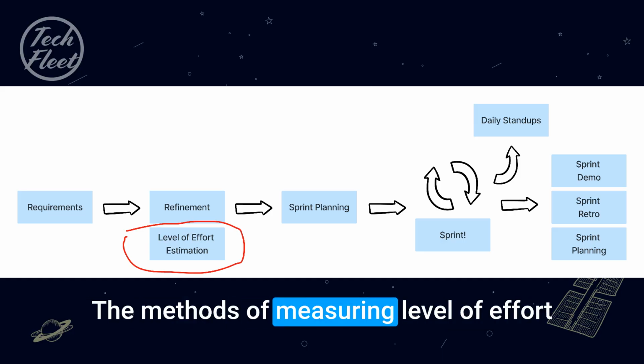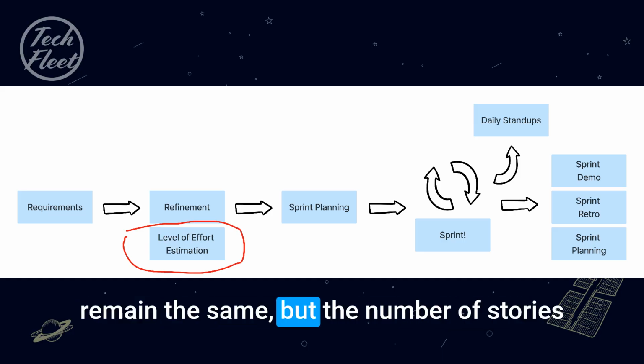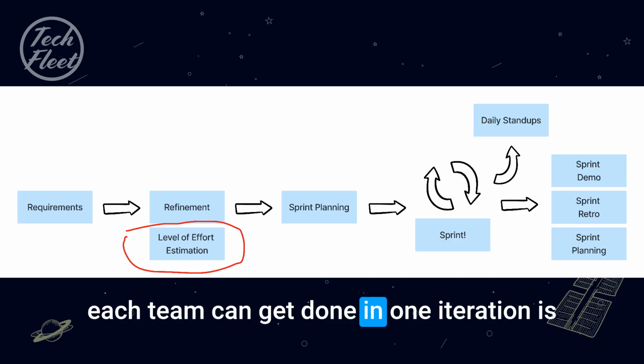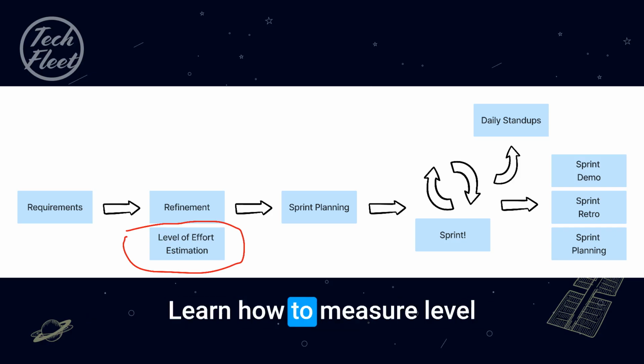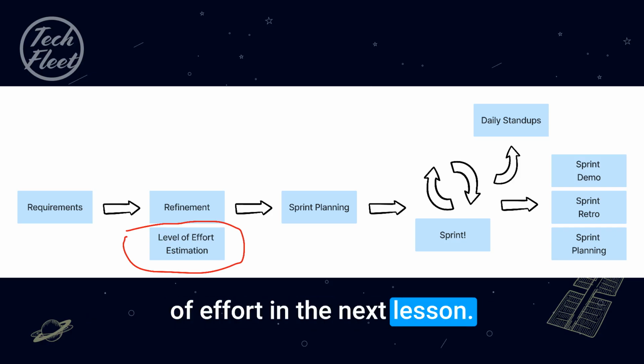The methods of measuring level of effort remain the same, but the number of stories each team can get done in one iteration is highly variable and changes team to team. Learn how to measure level of effort in the next lesson.